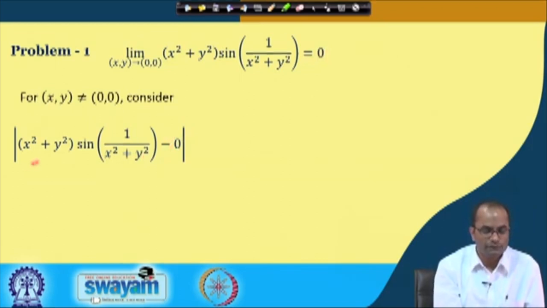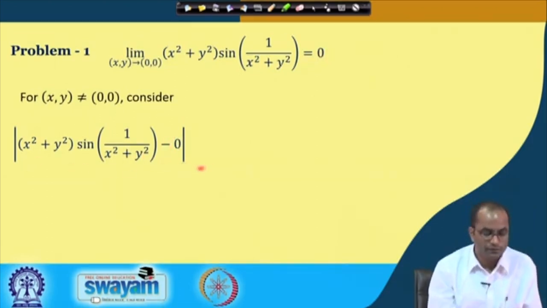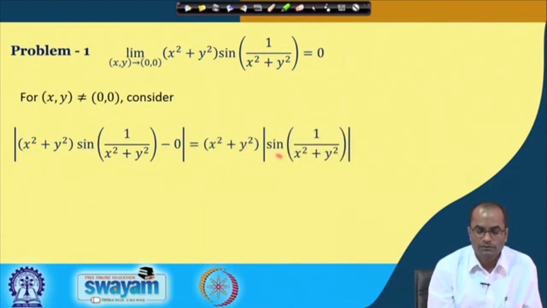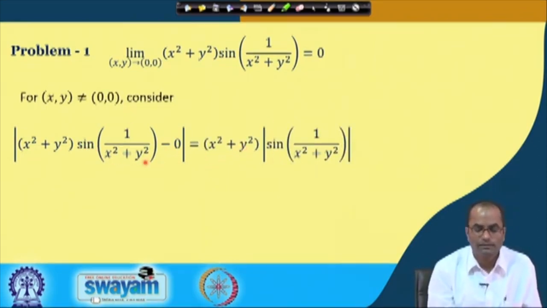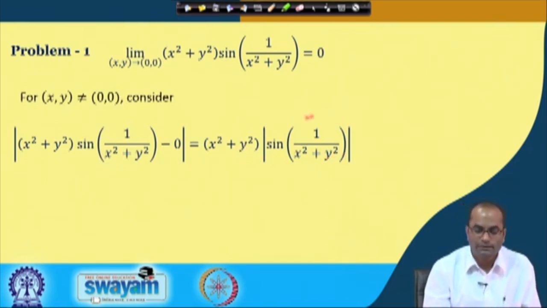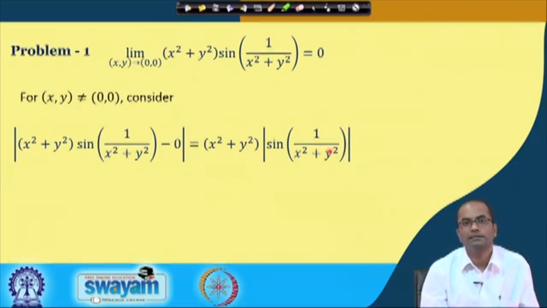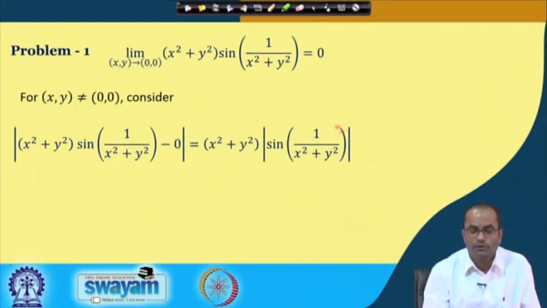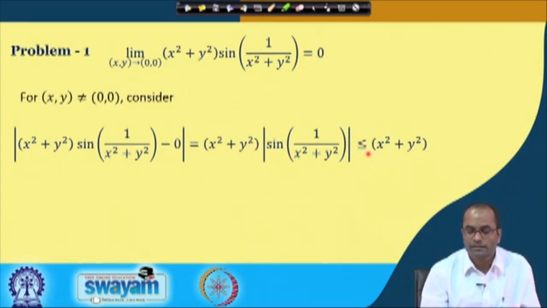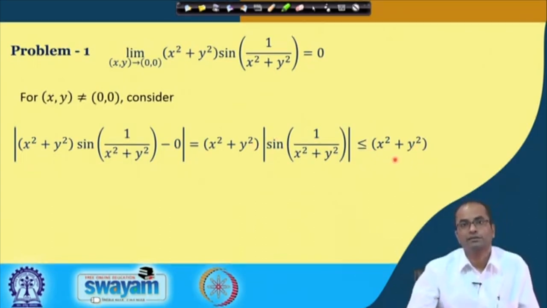So, if we start with this difference now, this is x square plus y square, because this is going to be positive, and the absolute value of sin of 1 over (x square plus y square). And we know that the value of the sin always lies between minus 1 and 1. So, this quantity is bounded by 1. So, this is less than or equal to 1. That means this difference is less than or equal to x square plus y square.